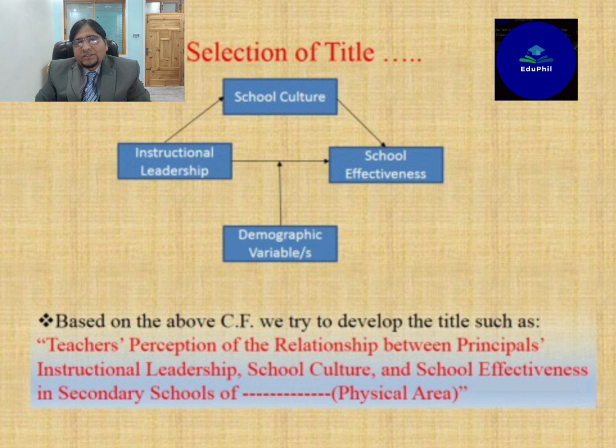Similarly, the population is the school teachers who have some demographic variables as well. For example, their experience, their qualification, etc., which might affect the relationship between instructional leadership and school effectiveness in secondary schools. So the whole conceptual framework was developed as the teachers' perception of the relationship between instructional leadership and school effectiveness through school culture. So in this way, we can select our title based on the research gaps from the literature review.